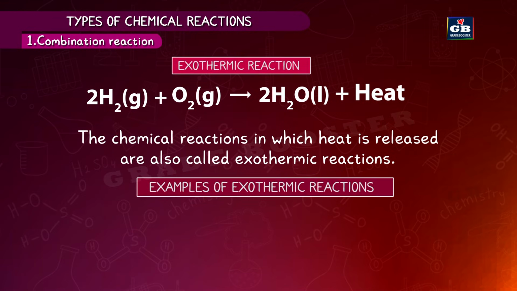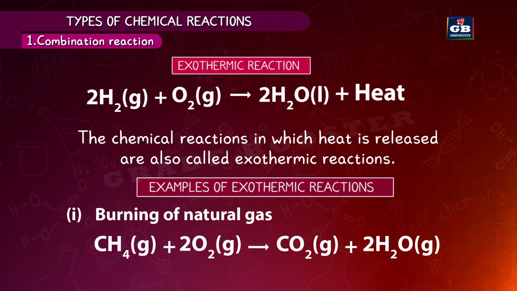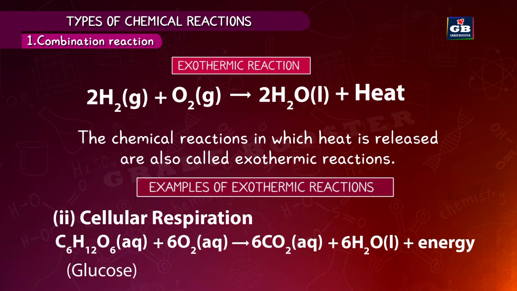Some examples of exothermic reactions. 1. Burning of natural gas. CH4 plus 2O2 gives rise to CO2 plus 2H2O. In this reaction, heat is released. And one more example for exothermic reaction, cellular respiration. Here the glucose reacts with oxygen and gives carbon dioxide plus water plus energy. In this reaction also, heat is released.